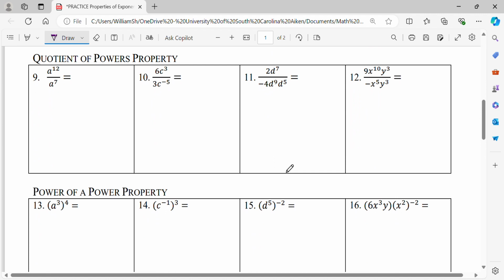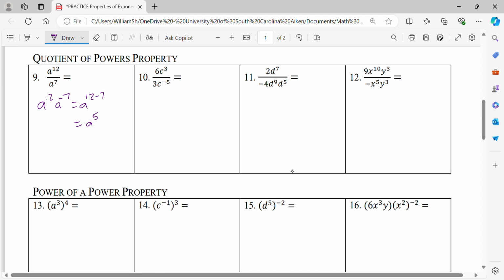Now let's look at the quotient of powers property. In this case here, I have a raised to the 12th power over a raised to the 7th power. We want to reduce this. Keep in mind that if I move this 7 to the top, it becomes negative. So essentially, what I would be doing is converting it to a to the 12th times a to the negative 7, which we could then convert to a to the 12 minus 7, which should give us a to the 5th.